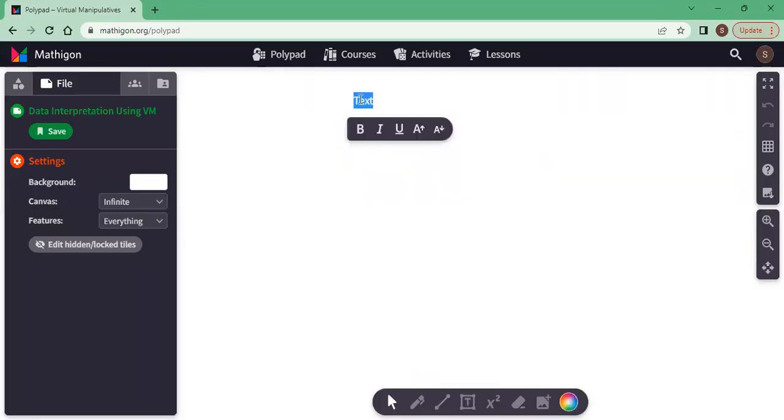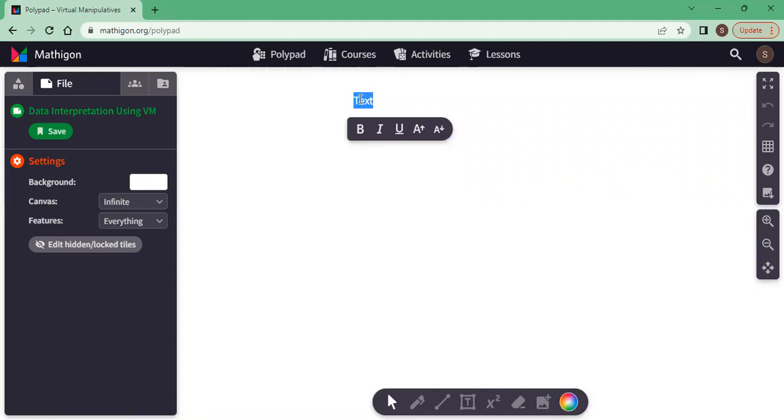Hi all. Today we are going to see how to solve a data interpretation question using Vedic Maths in your competitive exams. That is, in certain competitive exams, we undergo data interpretation questions, and we think that the calculation based on the data given is very tedious. It is very complex, but it is not the case.